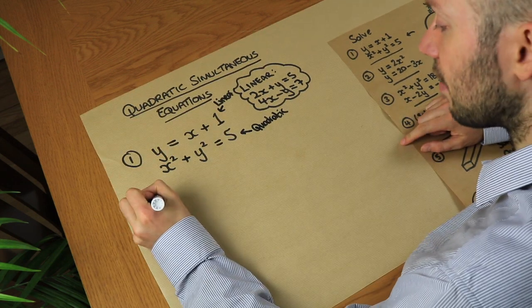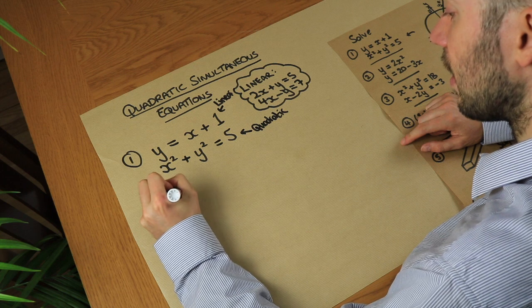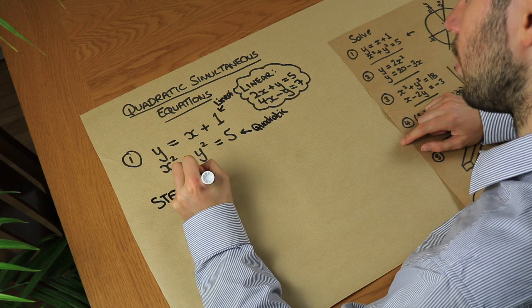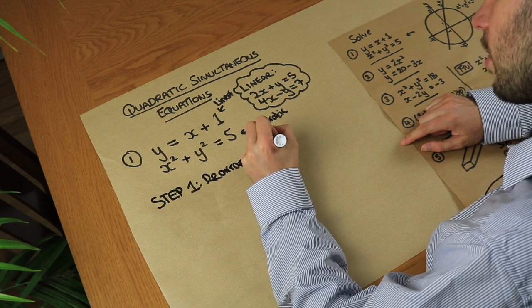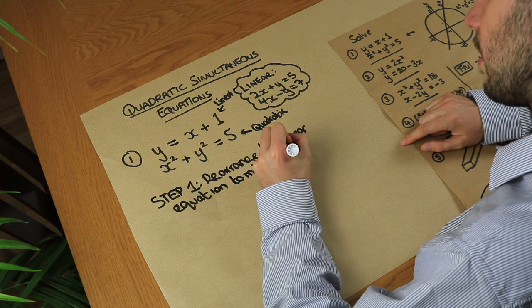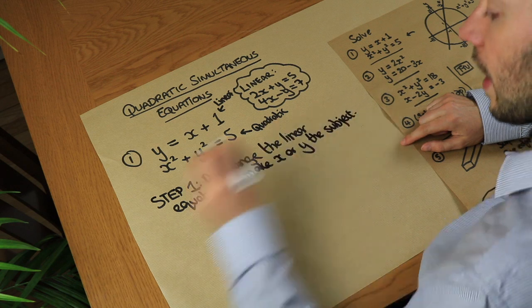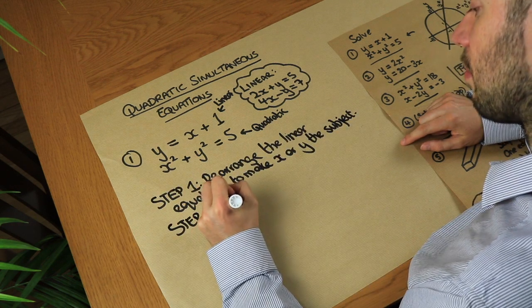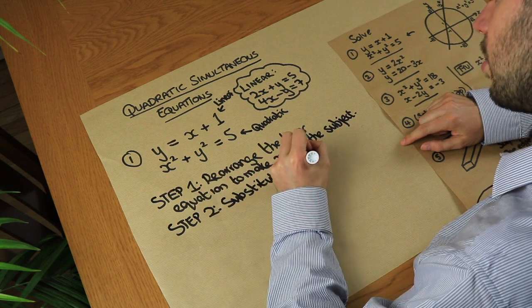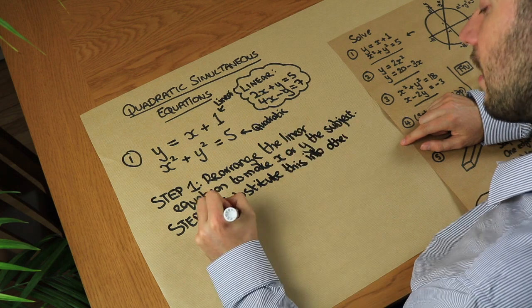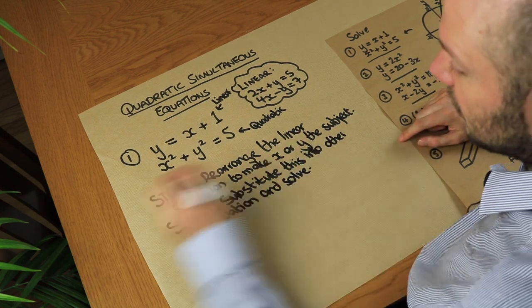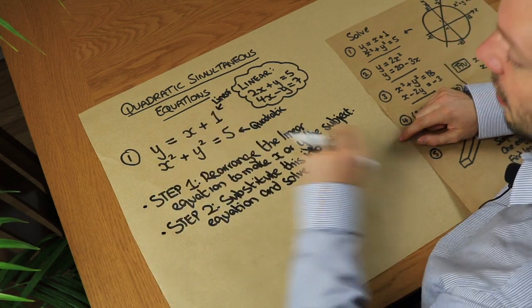And the process is basically just this. Step 1 is to rearrange the linear equation to make x or y the subject. This will become clear when we do an example. And then step 2 is substitute this into the other equation and solve. So let's apply these particular steps on this example here.